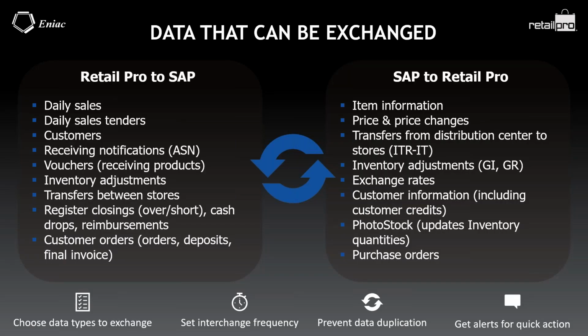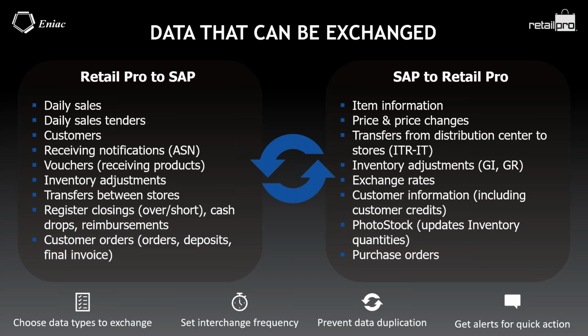Okay, the key part of the link is the screen. It explains which type of documents we can exchange between the two systems. On the right side of the screen, we have all the documents that normally originate in SAP and that we have to send to Retail Pro to allow the store to sell the products.